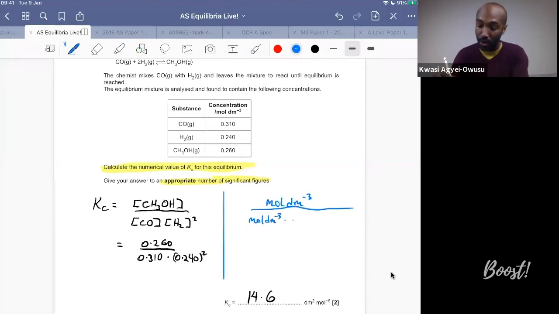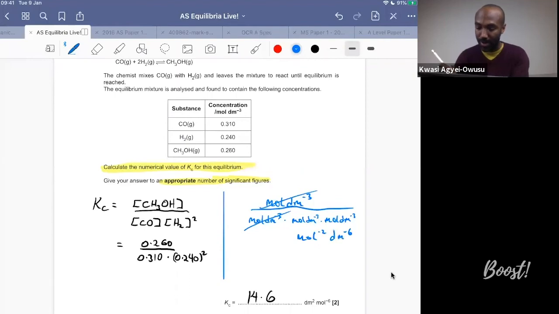So you're going to have mole dm to the -3 times mole dm to the -3. So you're going to write it out twice. And then if you cancel out the terms at the top and at the bottom, you're left with 1 over mole dm to the -3 times mole dm to the -3. Of course, that works out as mole to the -2 dm to the -6.